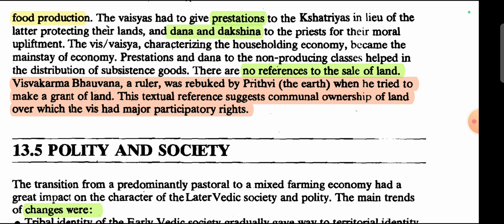There are no references to the sale of land. Vishwakarma Bhauvana, a ruler, was rebuked by Prithvi, the earth, when he tried to make a grant of land. This textual reference suggests communal ownership of land over which the Vis had major participatory rights.